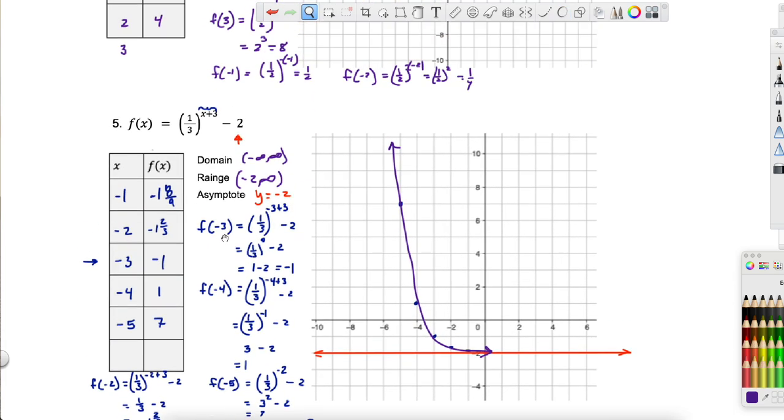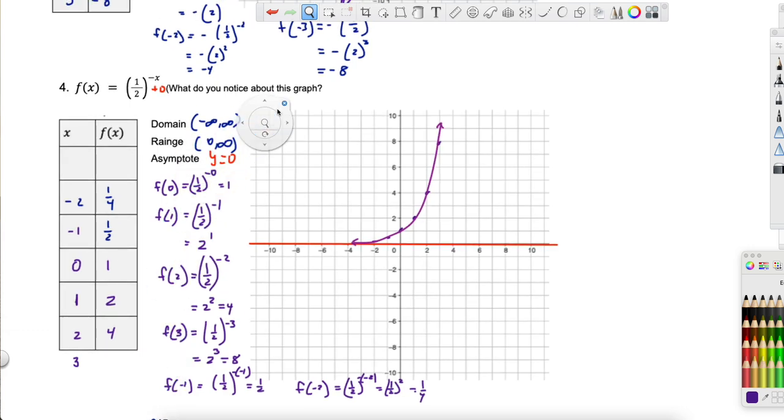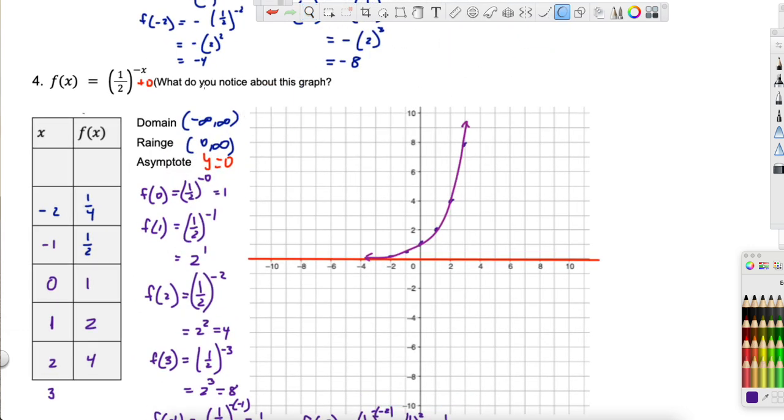Okay. By the way, on this last one here, what did you notice about this graph? I forgot to go back and talk about this. We should see that this graph is exactly the same as the one we did in the notes, which was 2 to the x. It's exactly the same. Why? Well, if I wanted to make this exponent here positive, we just take the reciprocal here of 1/2. And 2 to the x makes a positive exponent. And this is one of the first ones that we did. And it's exactly the same as this one.